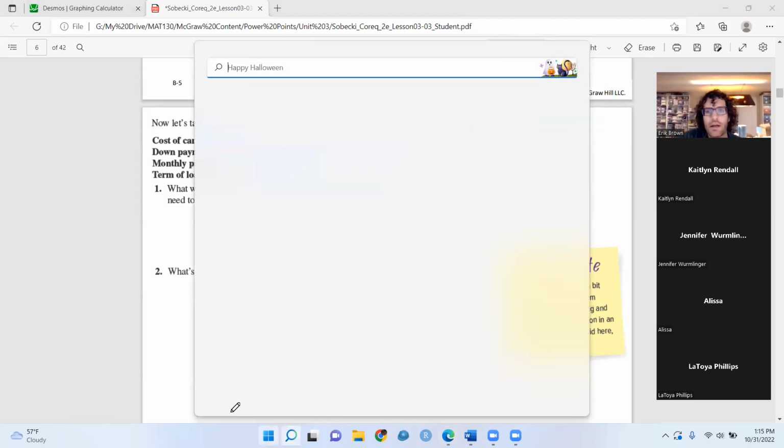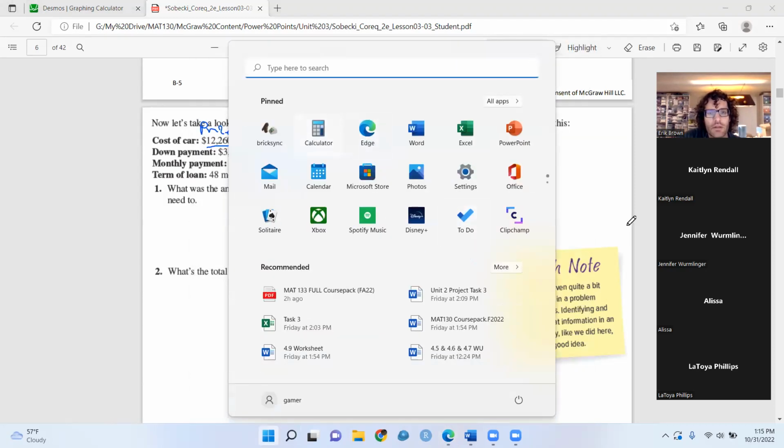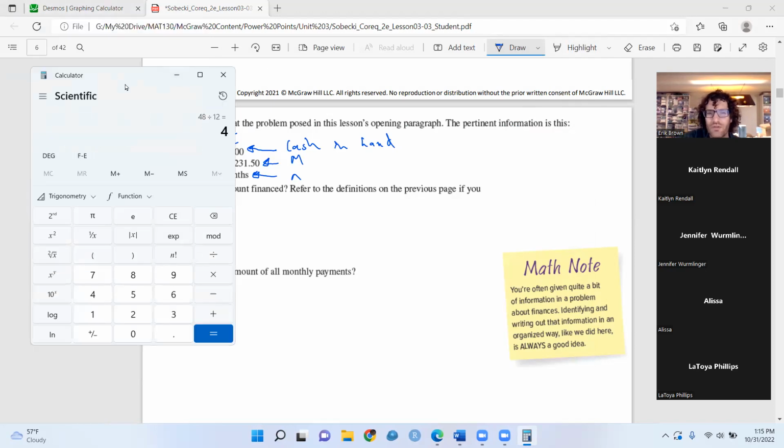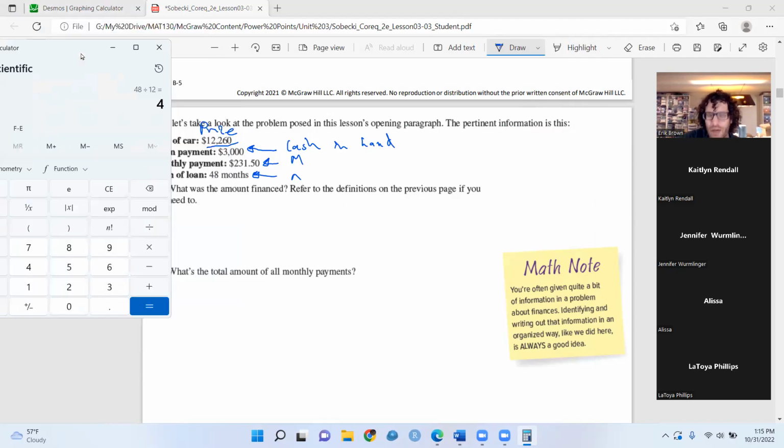If you're like, wait a minute, how much is 48 months? How long is that? Take 48 and divide it by 12, and you get that's 4 years. For whatever reason, car loans are always given in lengths of months, and mortgages are always given in lengths of years. I don't know why.